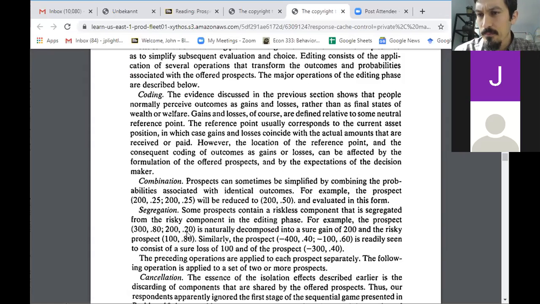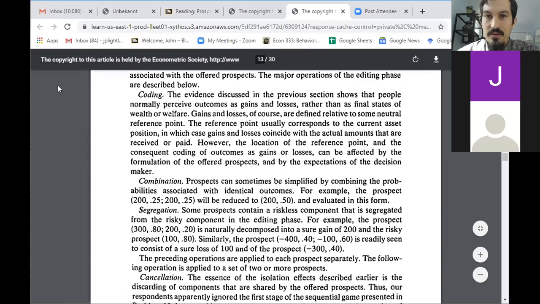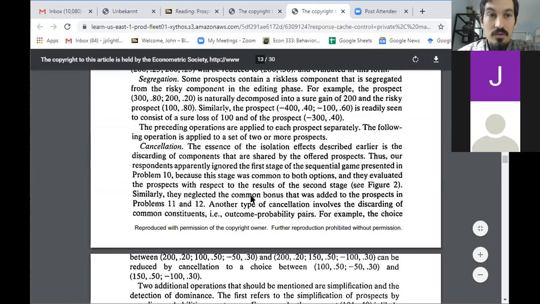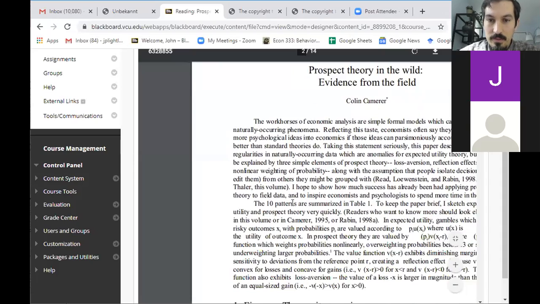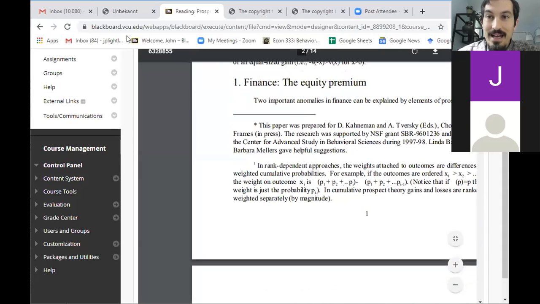Okay, I think that's all I want to give you, these sort of examples at the editing phase of prospect theory. And finally, let's talk about prospect theory in the wild. We don't have time to go through all 10, of course. So let's pick some of my favorite ones. Oh, if I just do this, I can switch to prospect theory in the wild, and I think you can see me. Finance, the equity premium.